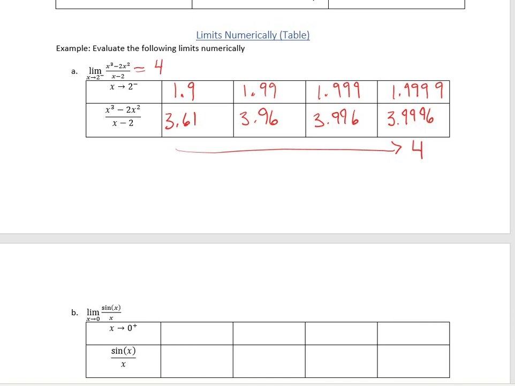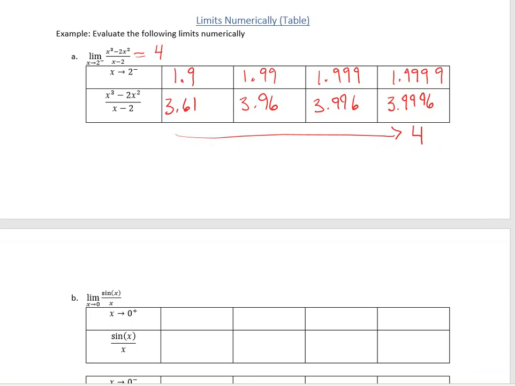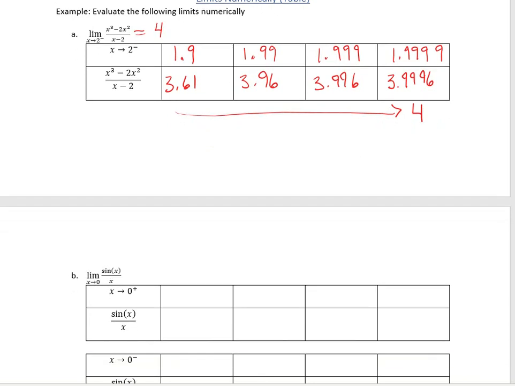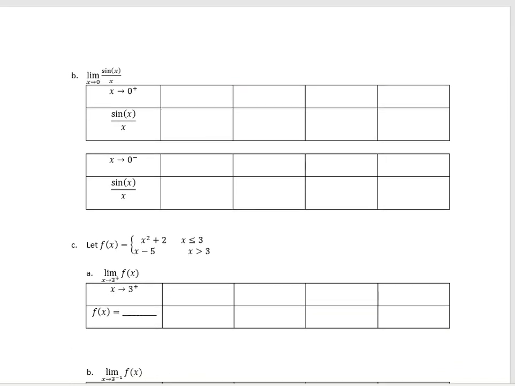Now, the reason that you'd like to do limits numerically instead of on a graph is that sometimes graphically you can't zoom in close enough to see the specifics of what's happening, or the graph is just going so crazy that you can't really say exactly what it's approaching. Alright, let's look at the next one.